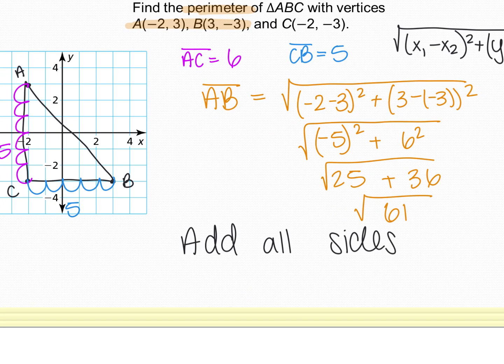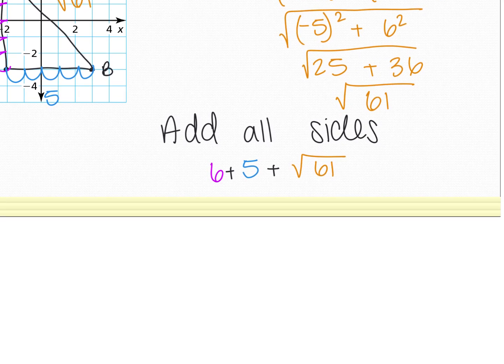So looking at it, I'm going to add all my sides that I have. 6 plus 5 plus square root of 61. What can I combine here? Good, my 6 and 5, and what does that equal? So I'm going to get 11 plus the square root of 61 units.